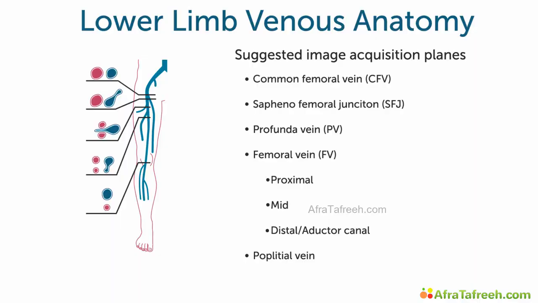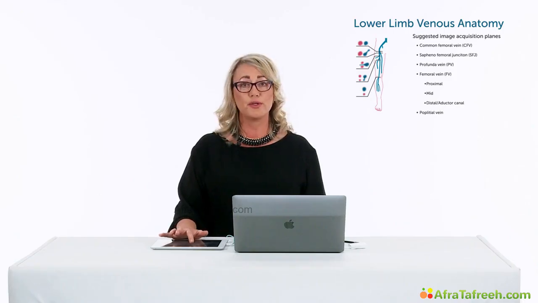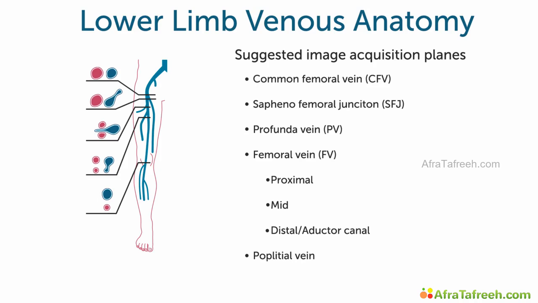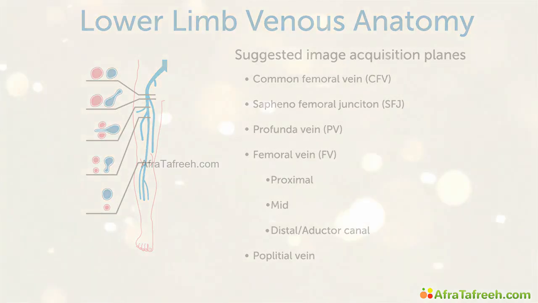On the left, the images depict the cross-sectional area of the changing venous anatomy as we scan distally from the common femoral vein to the popliteal vein. I have also included a list of suggested imaging acquisition planes as we see here. So coming from the common femoral vein to the saphenofemoral junction, the profunda vein, femoral vein in the proximal, mid and distal portions, and the popliteal vein.